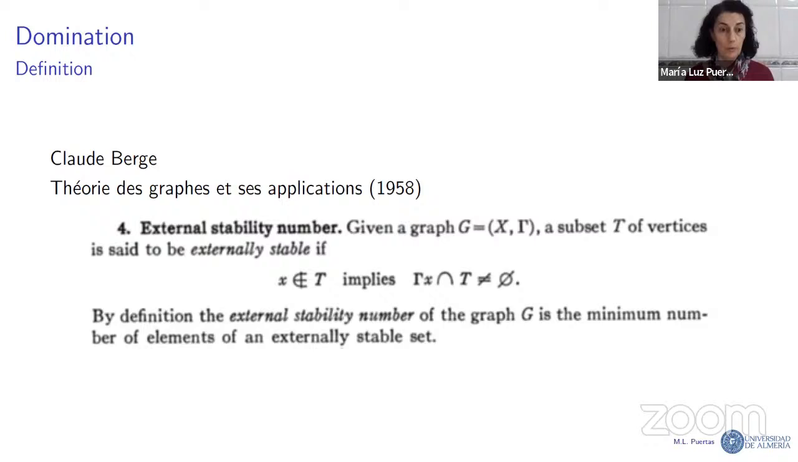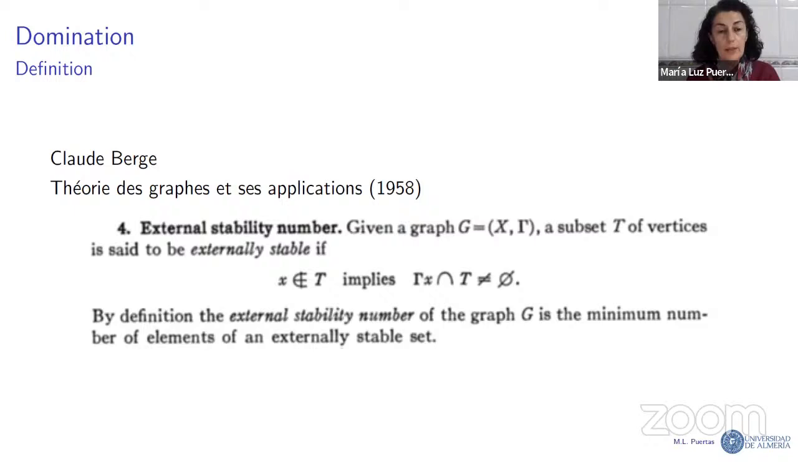I don't have the book, but this is the same definition from a paper by Berge, a year later, 1962. At the beginning, the name was not domination, it was external stability. This is the definition for a graph G with vertex set X. A subset of vertices is called externally stable if every vertex not in the set has a neighbor in the set. That means the open neighborhood intersects the set. So that's the externally stable set that we now call dominating set.